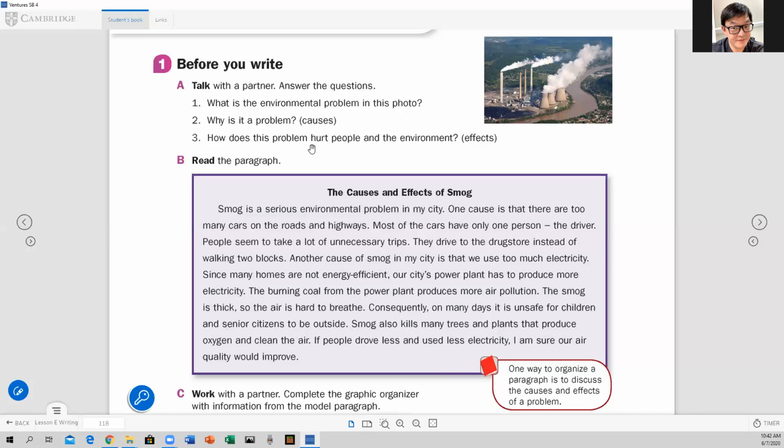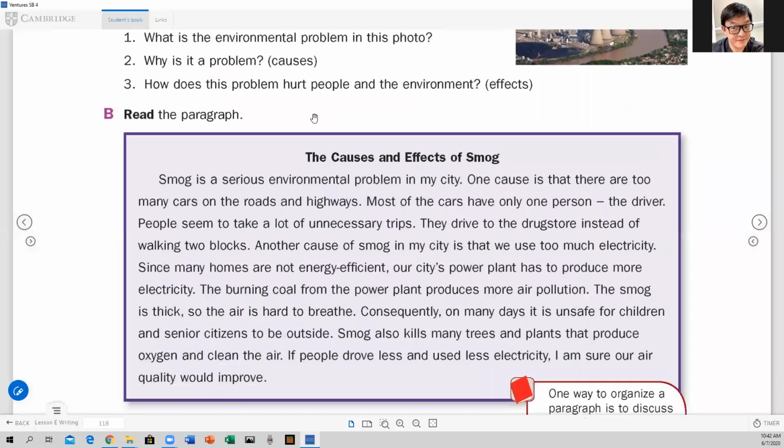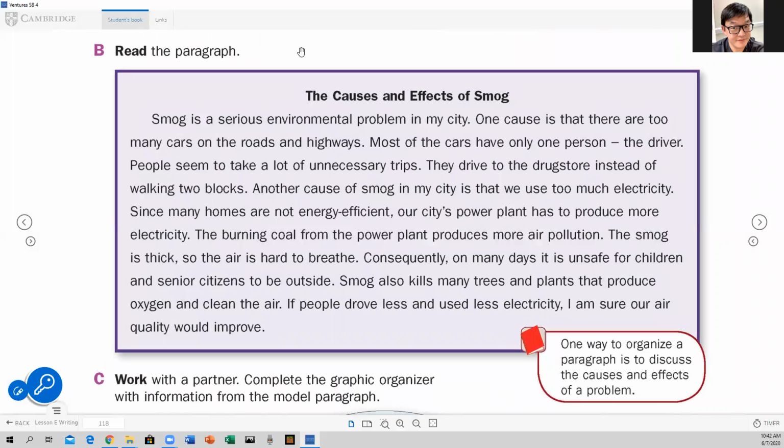Let's continue here. Let's take a look at the exercise, the text now. I'm going to read, and then we're going to read again, okay? So let's focus on the text here. I'm going to read, just follow in your book, okay? Just follow the reading in your book.